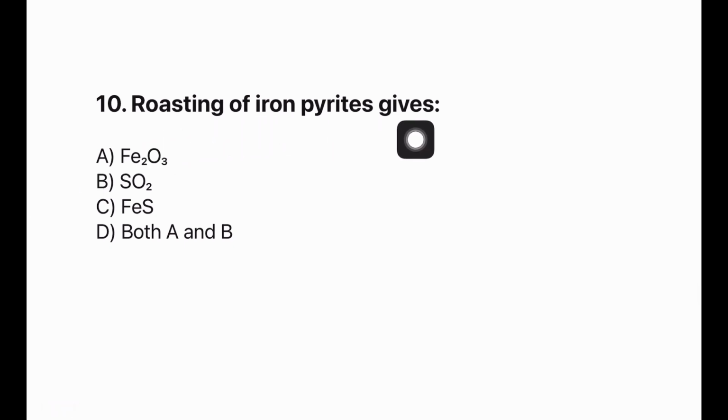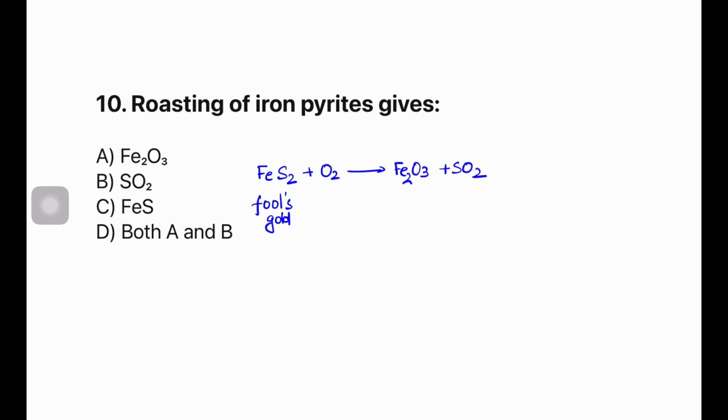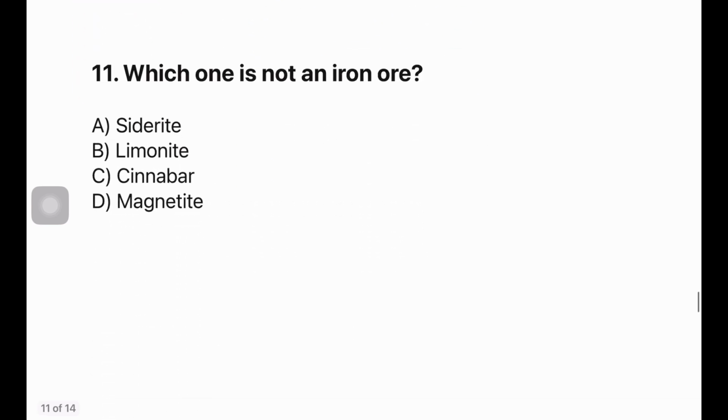Roasting of iron pyrite gives what? So iron pyrite is actually iron sulfide, that is FeS2, also known as fool's gold. It looks like gold, okay, and when we do roasting, we get Fe2O3 and SO2. So basically that gives you SO2 gas. Which one is not an iron ore? So siderite, FeCO3, is an iron ore, limonite is also an iron ore, cinnabar is what? HgS. It is an ore of mercury, so that is not an iron ore.